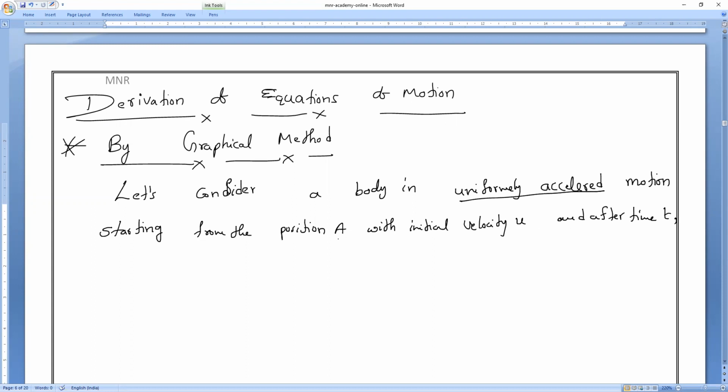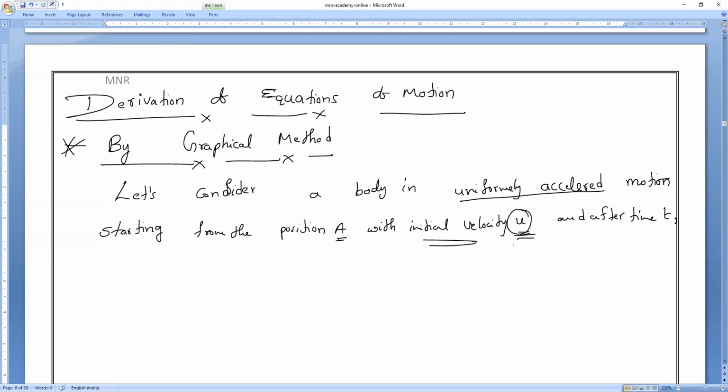The body is starting from position A with initial velocity U. Does that mean it is starting from 0? If it were starting from 0, then I would say it is starting from rest, correct? I am saying it already has some velocity. Do you all understand, Mari? It already has some initial velocity U. Is the initial velocity 0 or not 0? That is my question. Not zero. Understand? It already has some initial velocity U.